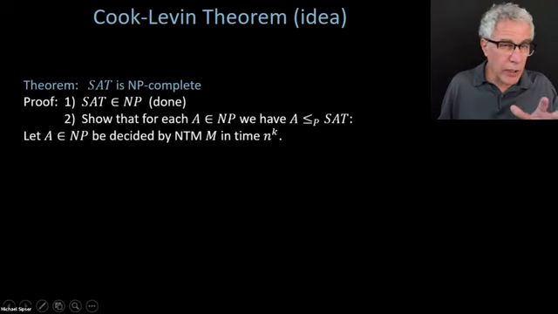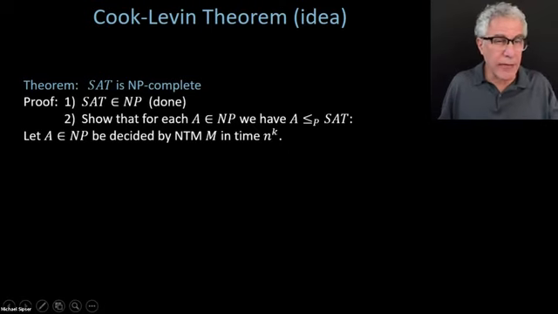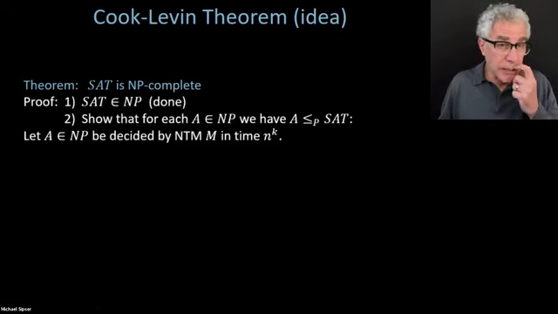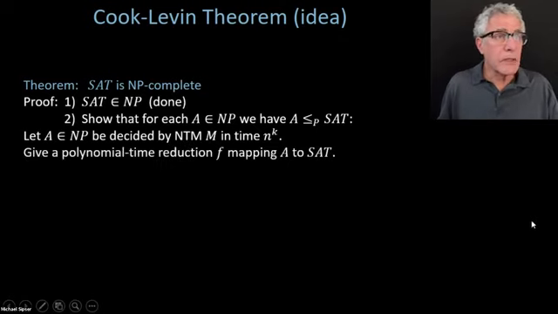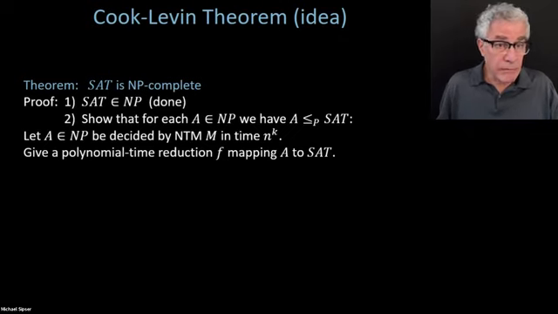I'm going to ignore the constant factors. We could carry that throughout the proof, but it would just make the description a little more cumbersome and wouldn't change any of the ideas. So let's just say M runs in time n to the k and decides this language A. It's a nondeterministic machine. So we've got to give a polynomial time reduction from A to SAT. That's what I have to demonstrate to you.